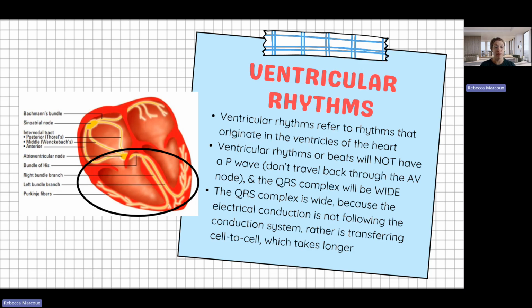Additionally, because the rhythms themselves are not following our typical conduction system pathway, the complexes themselves are going to be wide. And this is because rather than following our beautiful conduction superhighway, the depolarization is going to actually transfer cell to cell, and it's going to take longer. So in our ventricular rhythms, there's going to be no P wave, and our QRS complex is going to be greater than 0.12 seconds, generally speaking.